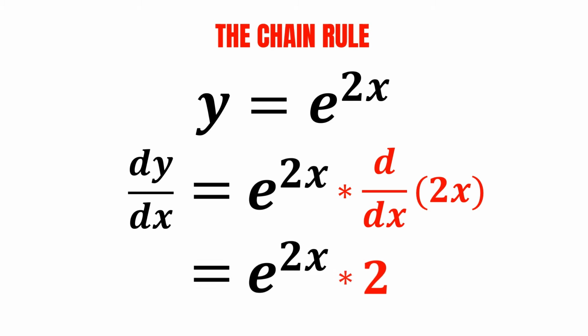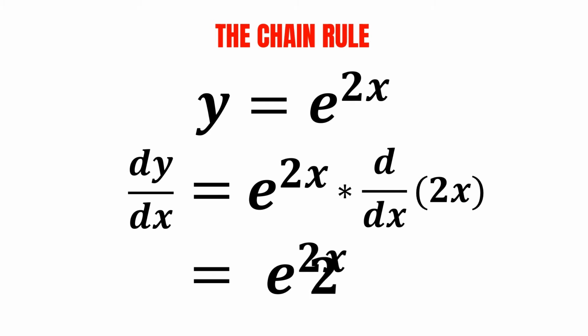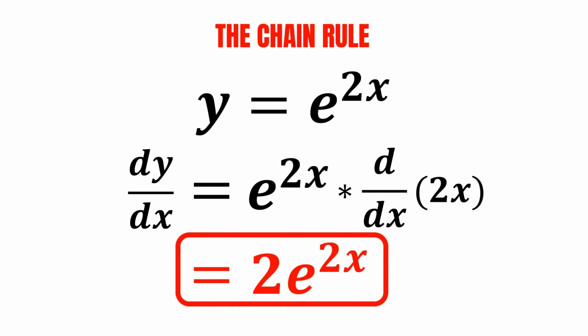Now, we are just left with multiplying these two terms together, in which we will end up with 2 multiplied by e raised to the power of 2x. And we found the final answer for the derivative of e raised to the power of 2x. It's just as simple as that.